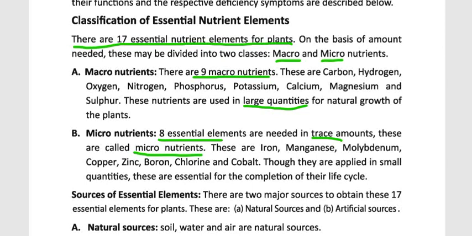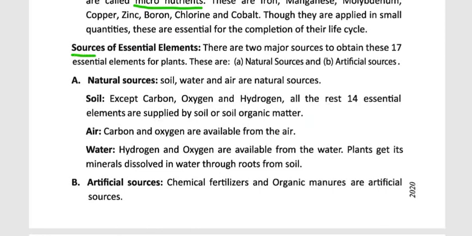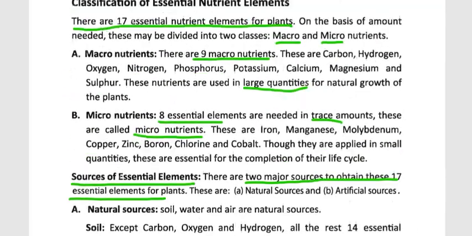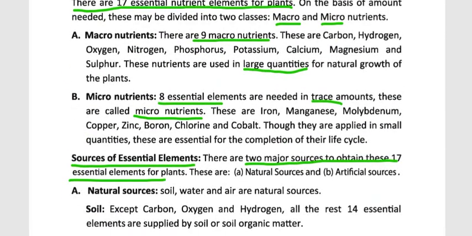So we have discussed the classification of essential nutrient elements. There are two classifications, macro and micro. Now we will look into the sources of essential nutrient elements. There are two major sources to obtain these 17 essential elements. 17, because 9 macro and 8 micro. Total 17 elements.